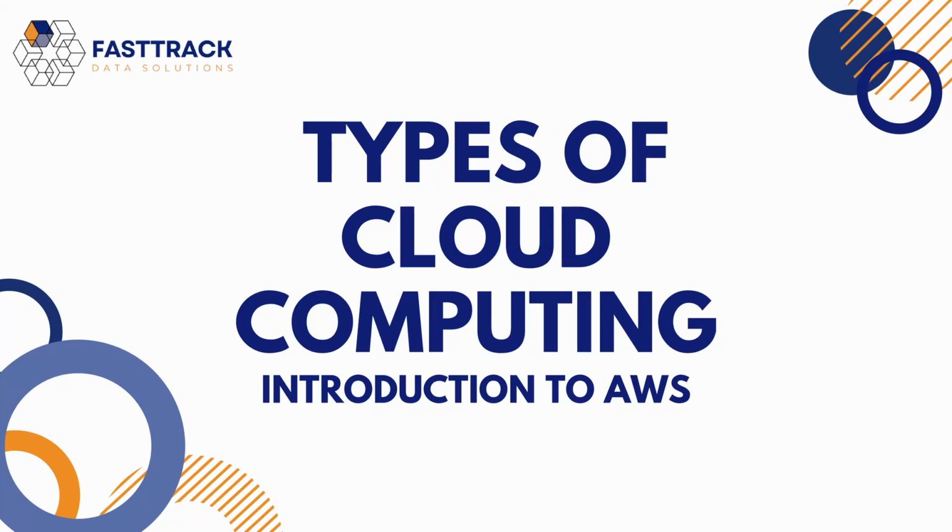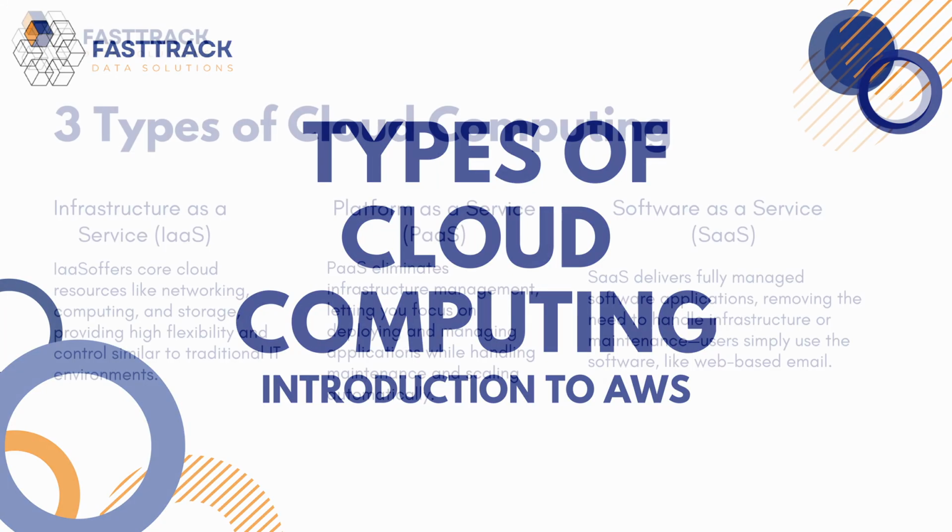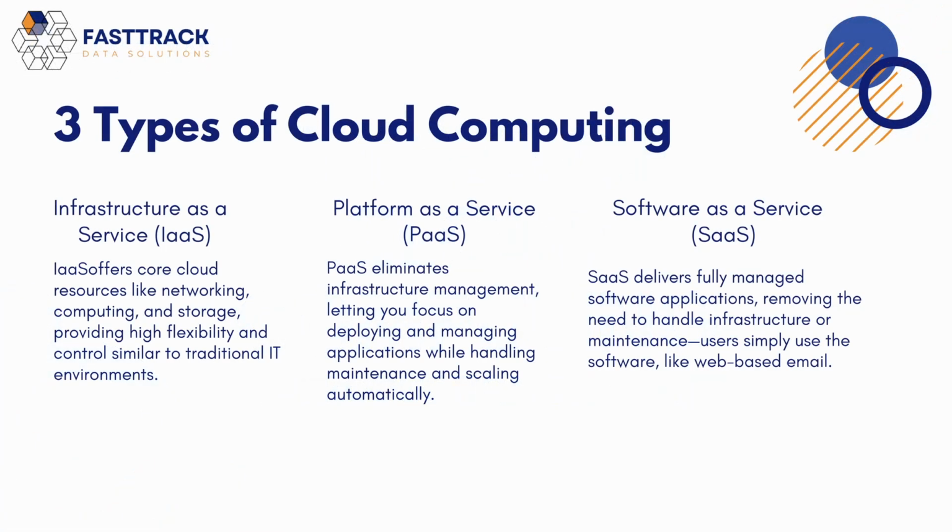There are 3 types of cloud computing services. Infrastructure as a Service, or IaaS, provides virtual servers, storage, and networking where you manage the OS and applications. Platform as a Service, or PaaS, gives you a ready-to-use platform to build and deploy applications without managing infrastructure. Software as a Service, or SaaS, delivers fully managed applications that you simply use over the internet.